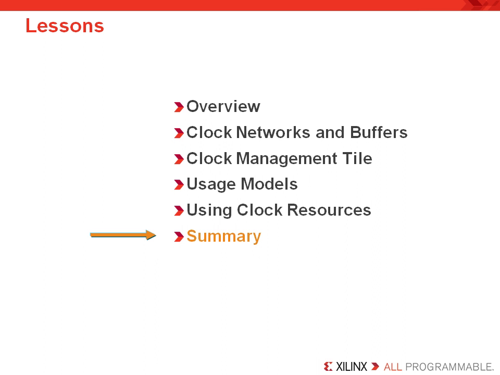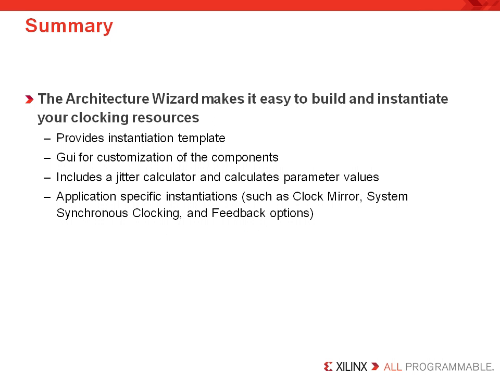Now, let's wrap up the series of 4 clocking resources recordings we've listened to with a short summary. The architecture wizard makes it easy for you to build and instantiate your clocking resources. It provides an instantiation template as well as a GUI for customization of your components. It also includes a jitter calculator, calculates your appropriate parameter values, and prevents you from making assignments that are not possible. It also has application-specific instantiations, such as configurations of your DCM or PLL to build a clock mirror, a system-synchronous clocking resource, and even feedback options that are built right into it.